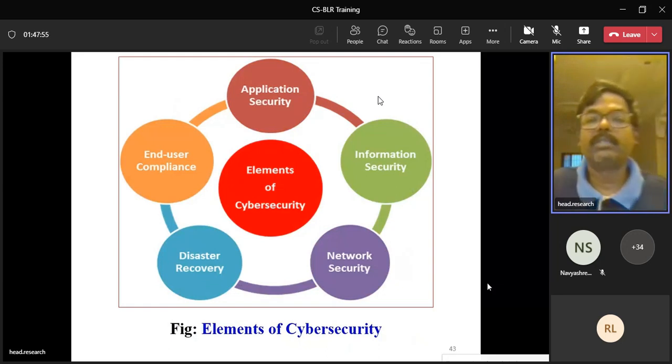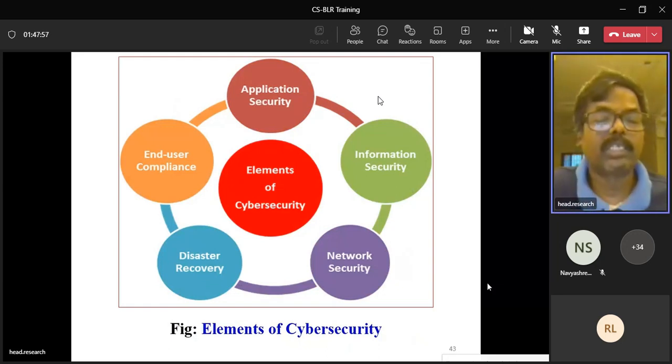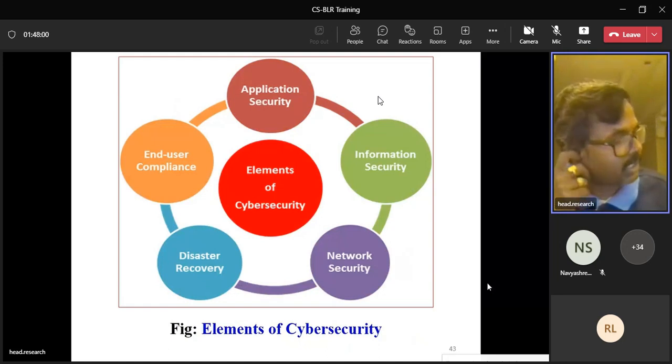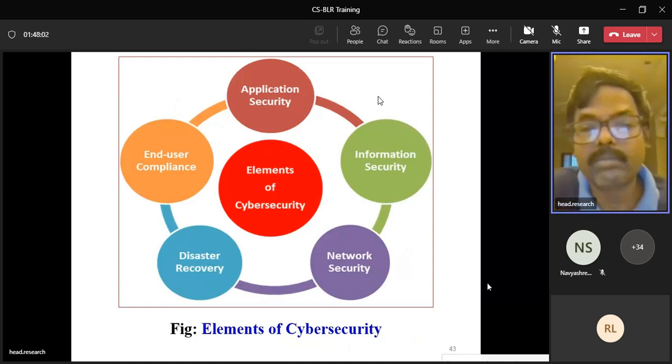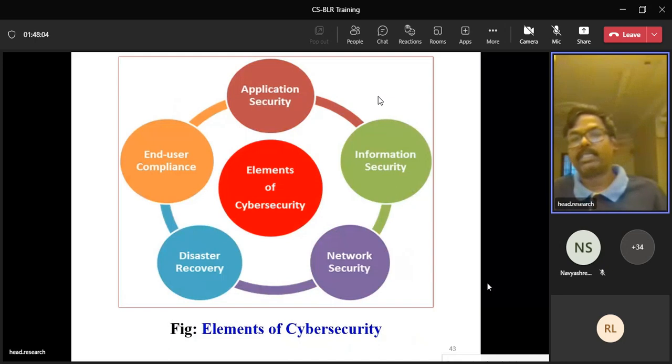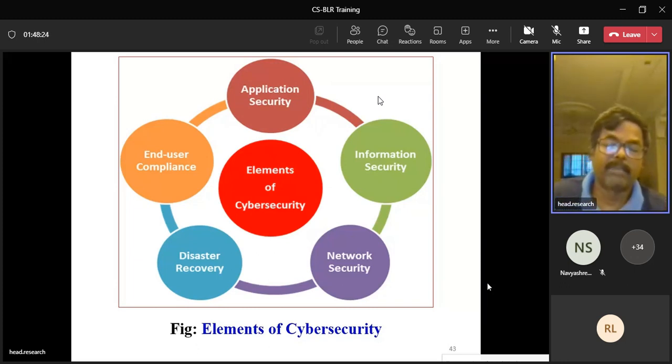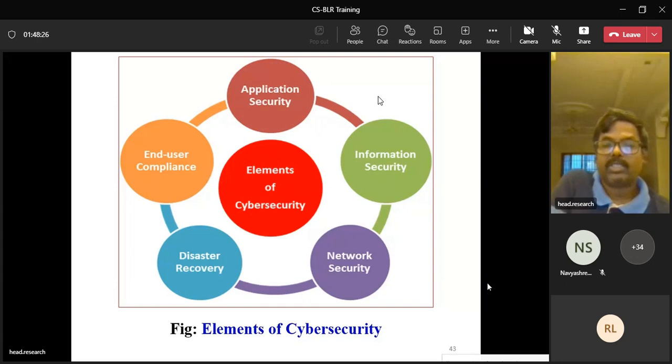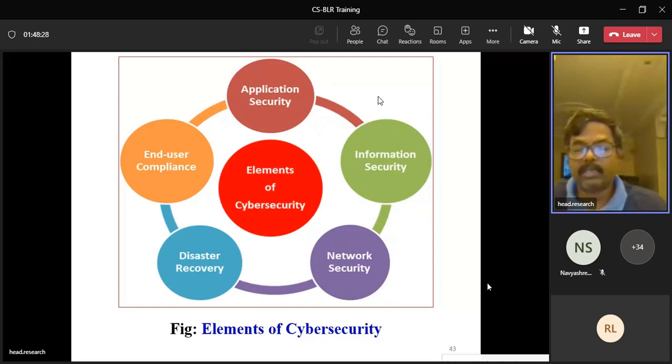Application security: how you are protecting the applications of your mobile or system by using application security. Information security: information means processed data is called information. Security means protecting the data. Network security: at the network level, how you are providing security. Then disaster recovery: whenever a calamity comes, natural disaster or man-made disasters, how do you recover the data?